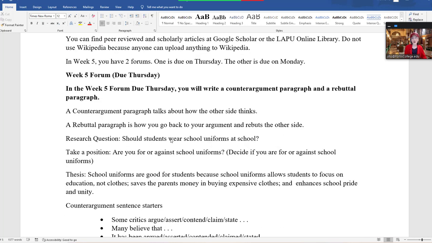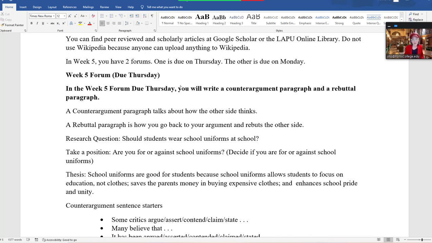And then in week 5, you're going to have 2 forums. One forum is due on Thursday, the first post is due on Thursday, and the other forum is going to be a practice forum, and that forum is due on Monday. Let's do the week 5 forum that's due on Thursday first. In it, you will write a counter-argument and rebuttal paragraph. A counter-argument paragraph talks about how the other side thinks.